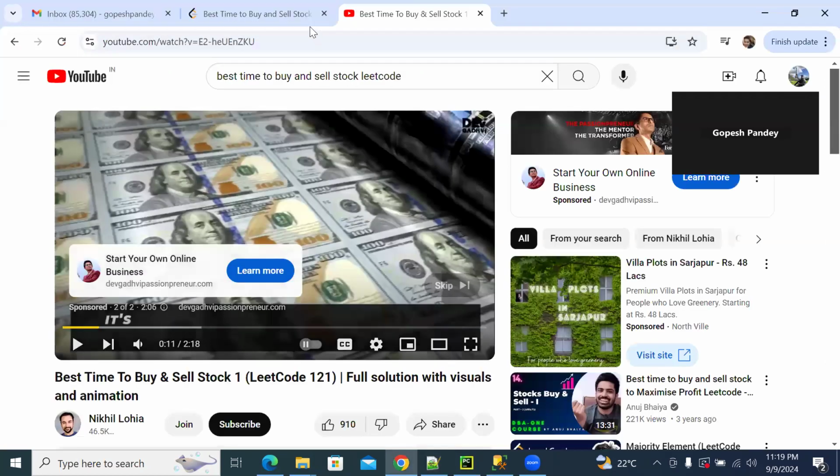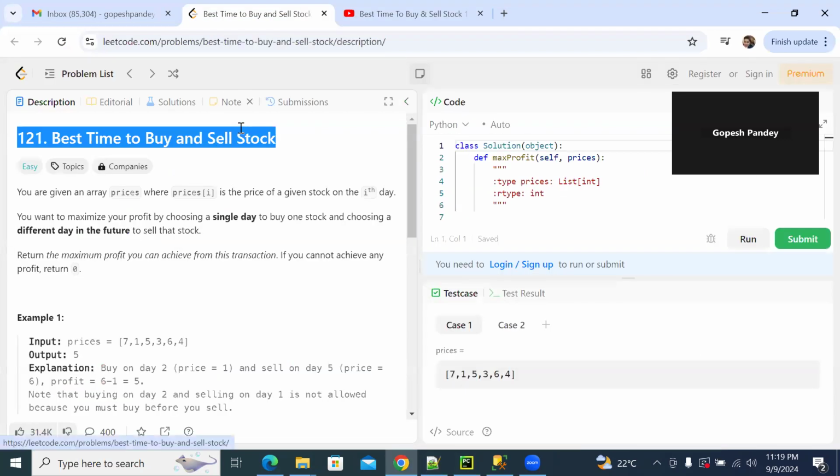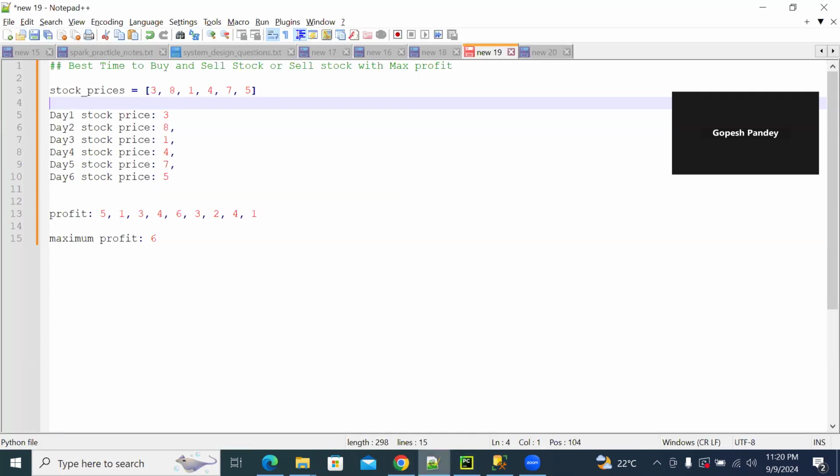So let me go to LeetCode here, and if you see the problem, this is problem number 121, titled Best Time to Buy and Sell Stock. So let's get into the question first, and we'll try to understand what the expected outcome from this question is, and we'll understand this question in detail, and then we'll get into the problem.